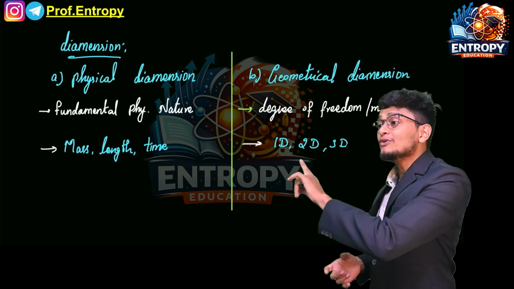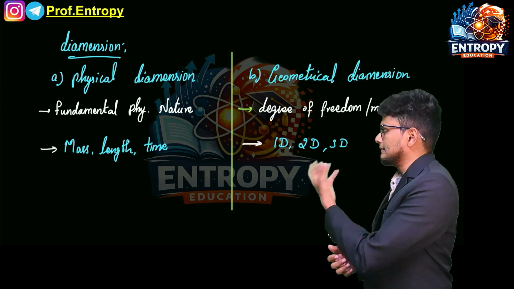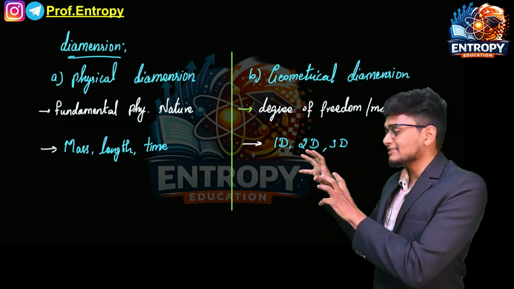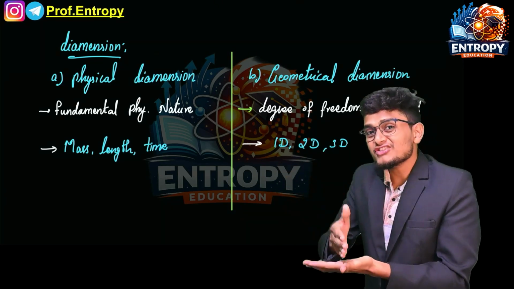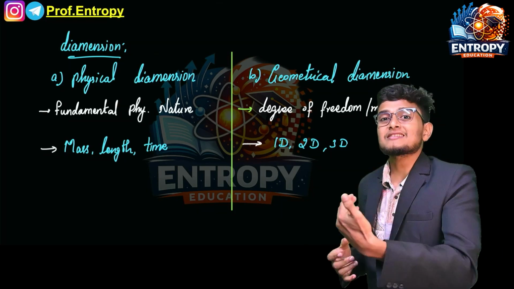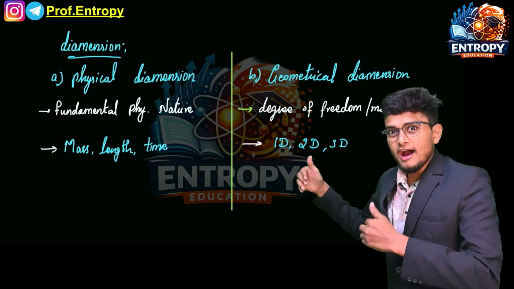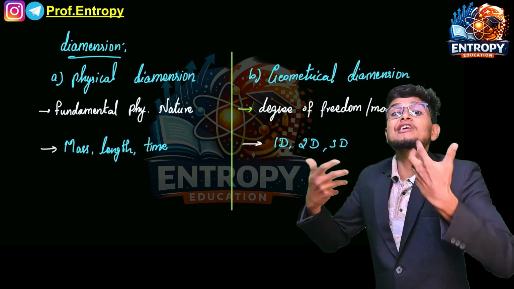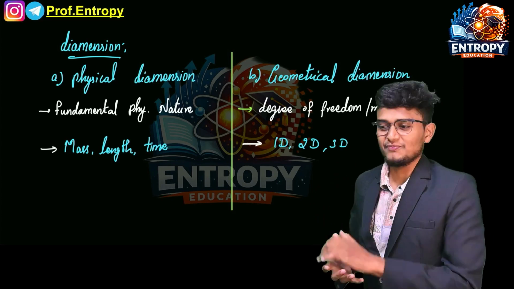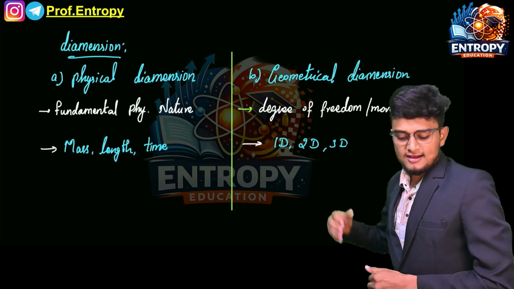That's why in the units and measurement chapter in physics, you can see mass, length, and time represented as dimensions. But when you're studying thermodynamics, the dimension is represented as a geometrical dimension. Geometrical dimension means how the object can move freely. Especially, it's represented as a degree of freedom. So degree of freedom is called geometrical dimension.